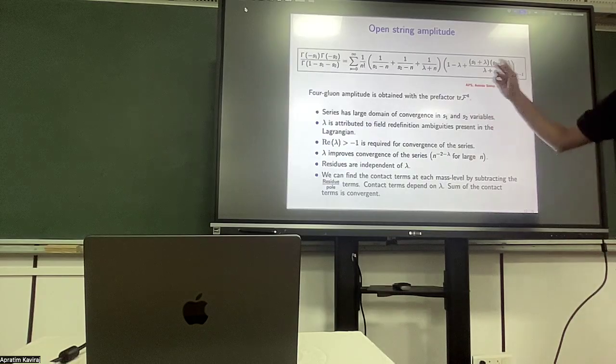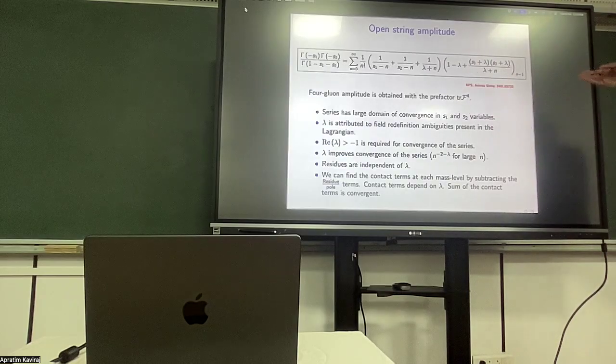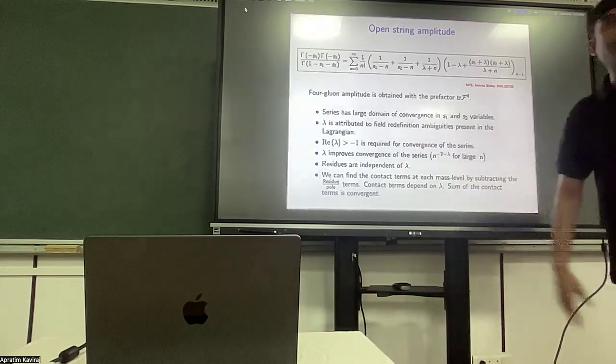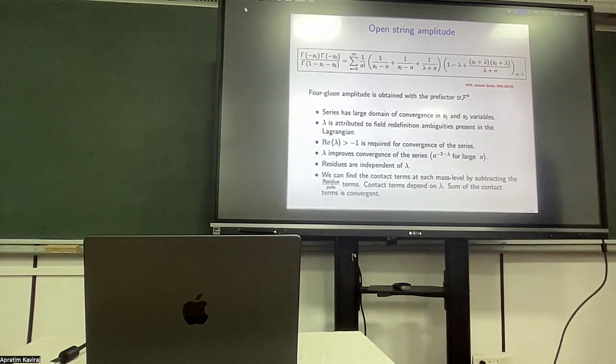And yeah, as I mentioned earlier, this series has a larger domain of convergence for S1, S2. So this Pochhammer symbol will actually take the form of a polynomial of order n-1. And lambda can be attributed to field redefinition ambiguities, meaning if we have an underlying Lagrangian, we can do a field redefinition, but still the amplitude should remain invariant, unchanged. And lambda can be a complex number, but for convergence, we'll require the real part of lambda to be greater than -1.